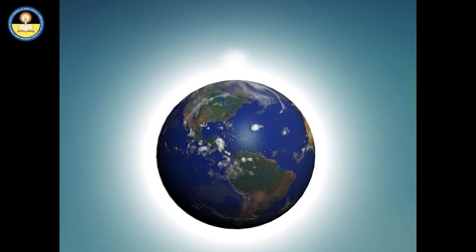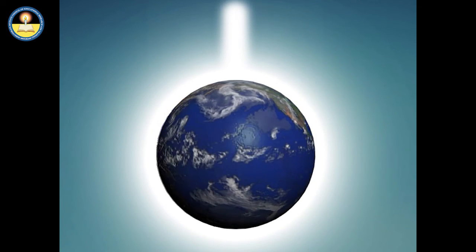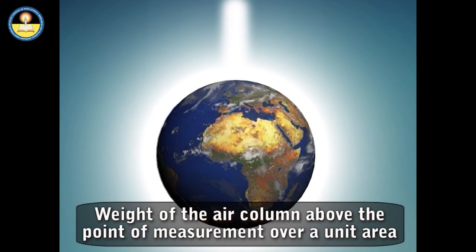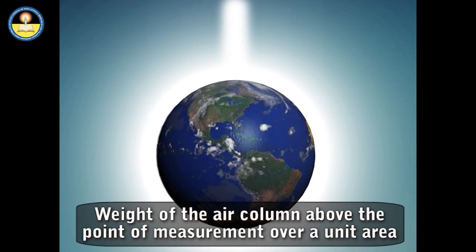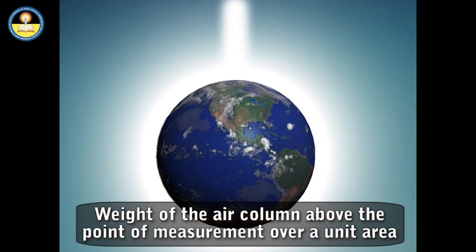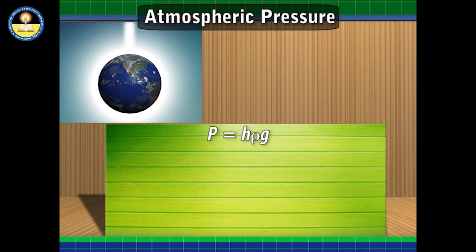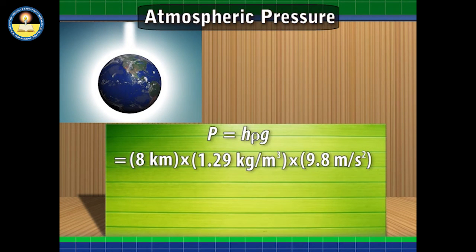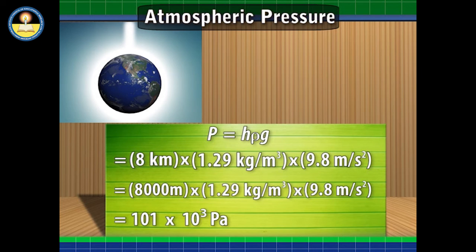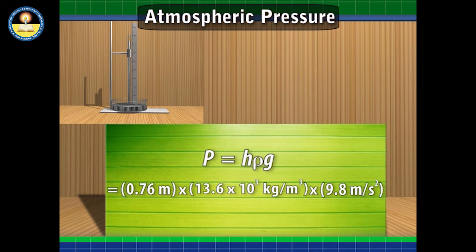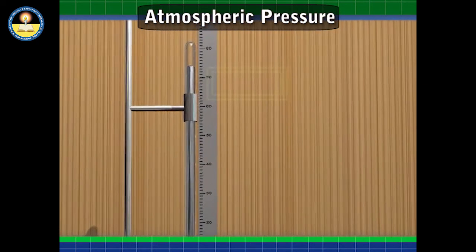We know that pressure is force per unit area. Hence, the weight of the air column above the point of measurement over a unit area on the Earth's surface is called air pressure or atmospheric pressure. One can measure the atmospheric pressure. It comes out to be 101 kilopascals. This is also equivalent to the pressure exerted by a 76 centimeter mercury column.